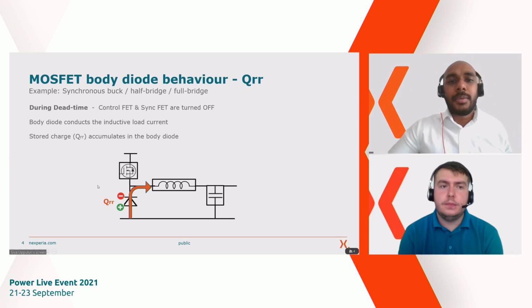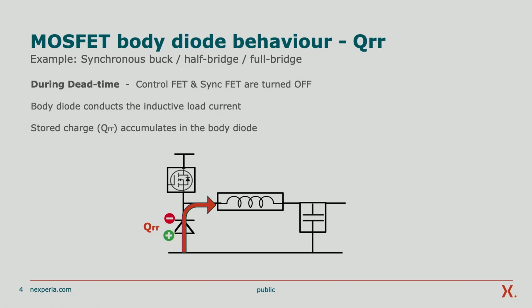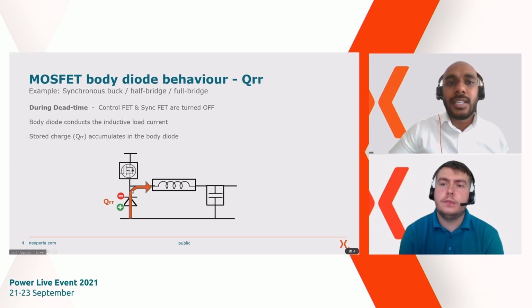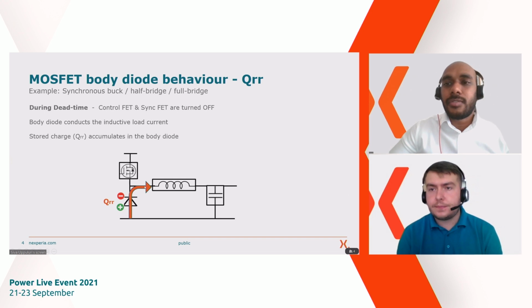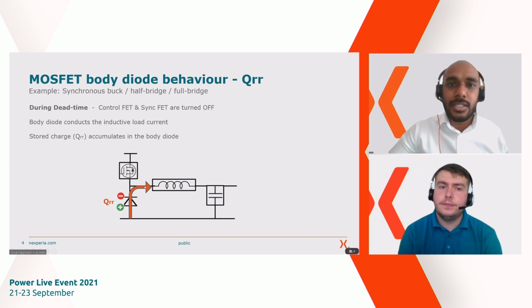Here you're seeing a typical application, which is a synchronous buck converter. As you can see, during the dead time of the synchronous buck converter, it's the body diode of the MOSFET that is tasked to conduct the freewheeling current from the inductor. As this current flows through the body diode, it results in the accumulation of the charge that I was referring to in my last slide, which is the reverse recovery charge.